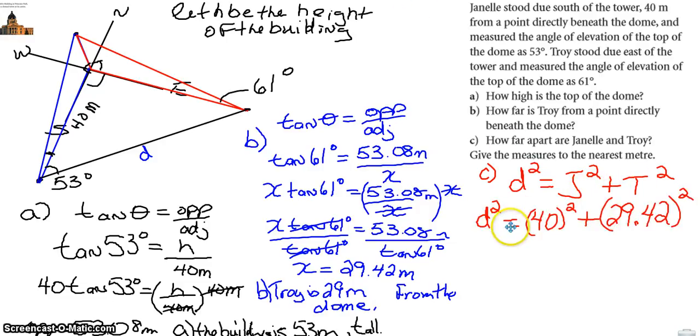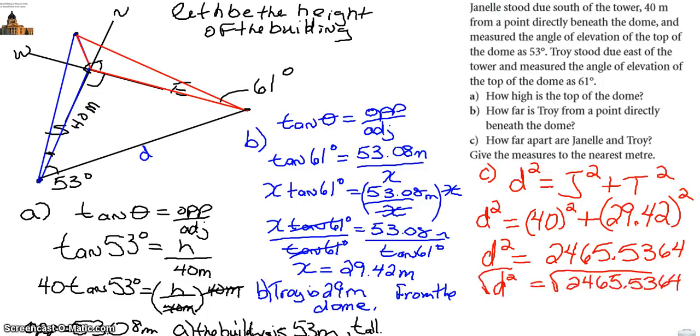And I fill in the values. D squared is equal to 40 squared plus 29.42 squared. It's better to use this value here than this rounded value, just for accuracy's sake. The more decimal places used, the better. I square both of these. D squared is equal to 2,465.5364 meters squared. I add them. Don't forget, because I'm looking for the hypotenuse here, not a leg. And I then take the square root of both sides. I'm left then with the distance between Janelle and Troy being 49.65 meters. And I finish with a nice sentence that says they're about 50 meters apart.